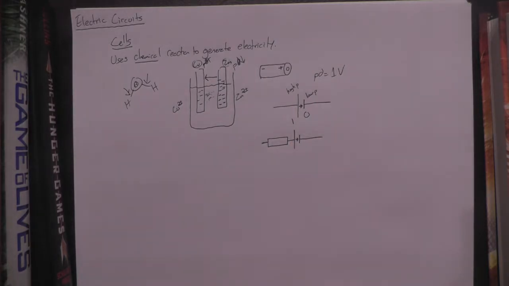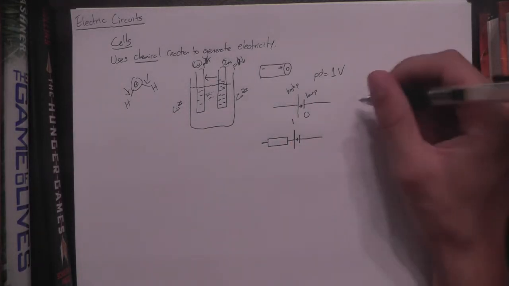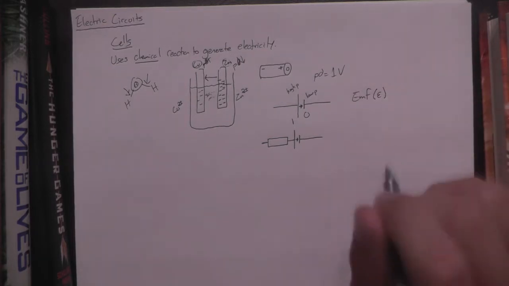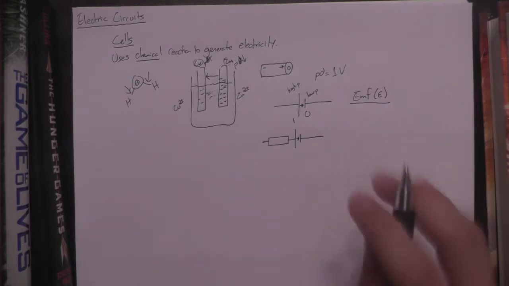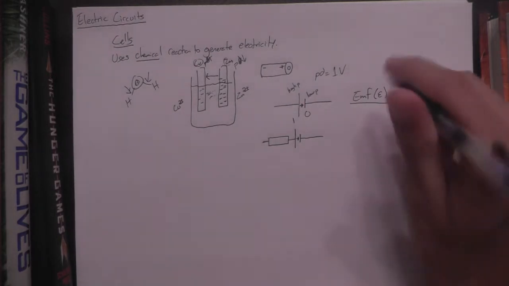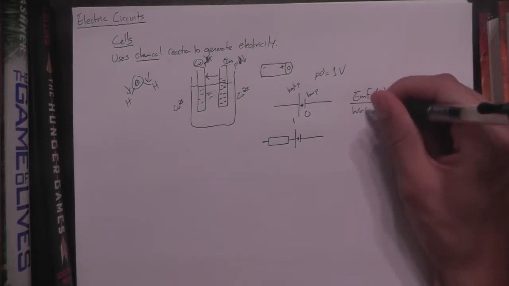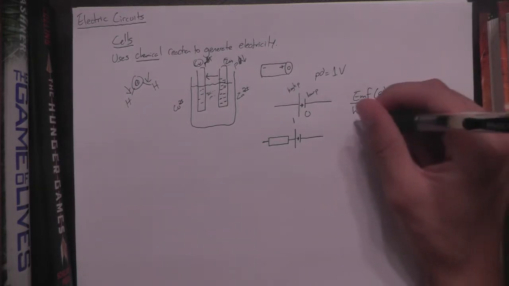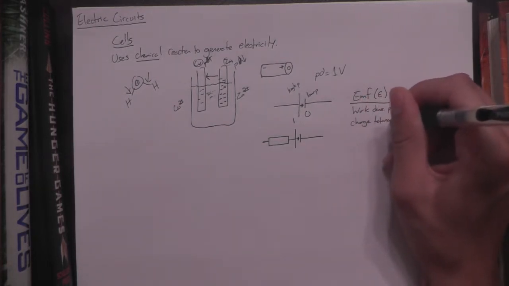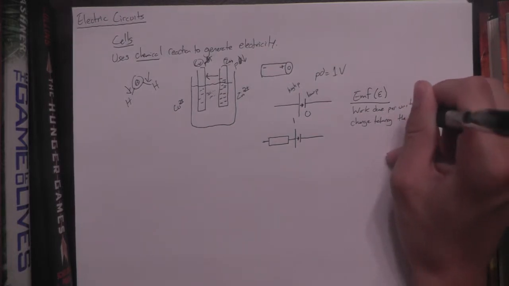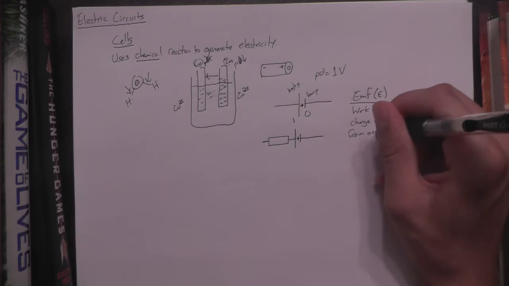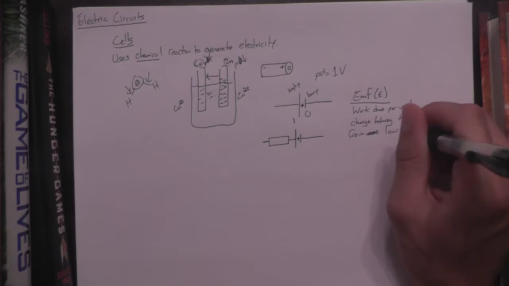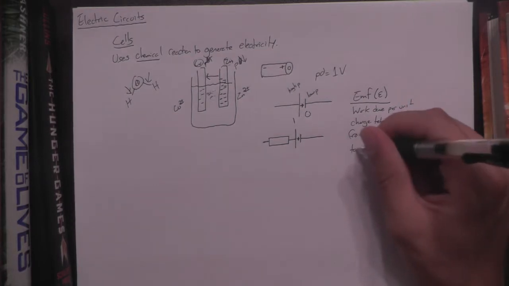Now we have a new term to define, and that new term is EMF, as represented by the Greek letter epsilon. And the EMF is very similar to potential difference, but is different in a few key ways. It is the work done per unit charge taking the charges from the low potential to the high potential.